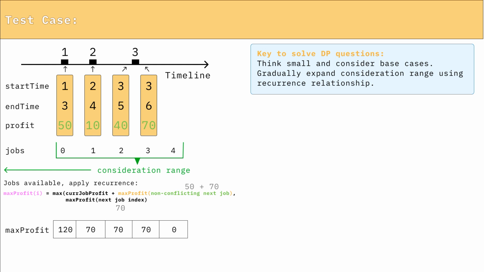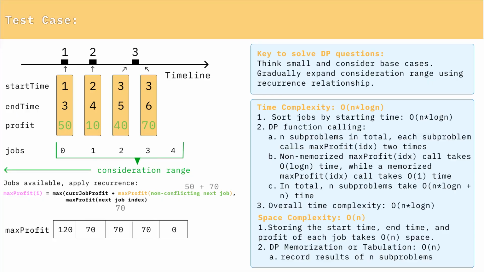Eventually, we will return 120 as the final answer. Now, let's analyze the time complexity and the space complexity of our DP solution. The time complexity of our DP solution would be O of n times log n, because first, we sort the jobs by the starting time, which takes O of n times log n time.